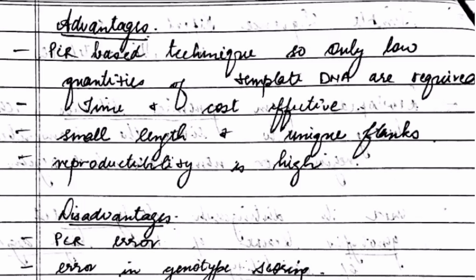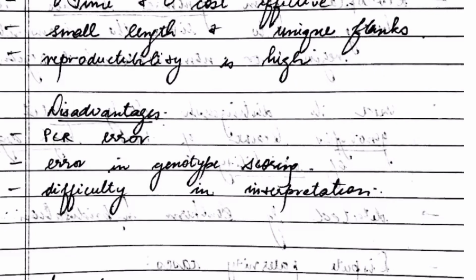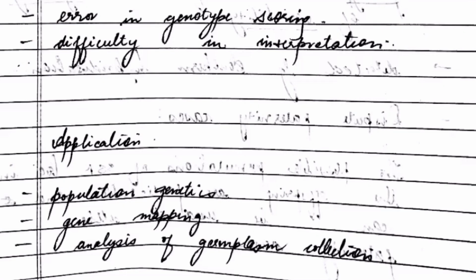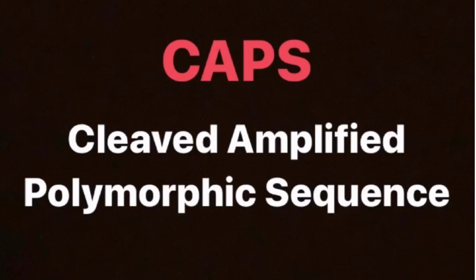Some of the advantages are it is a PCR based technique, so only low quantities of template DNA are required. Small length and unique flanks can be used. Disadvantages, it shows PCR error in genotype scoring, and difficulty in interpretation. Some of its applications are it is used for population genetics, gene mapping, and analysis of germplasm collection. Next is cleaved amplified polymorphic sequence.